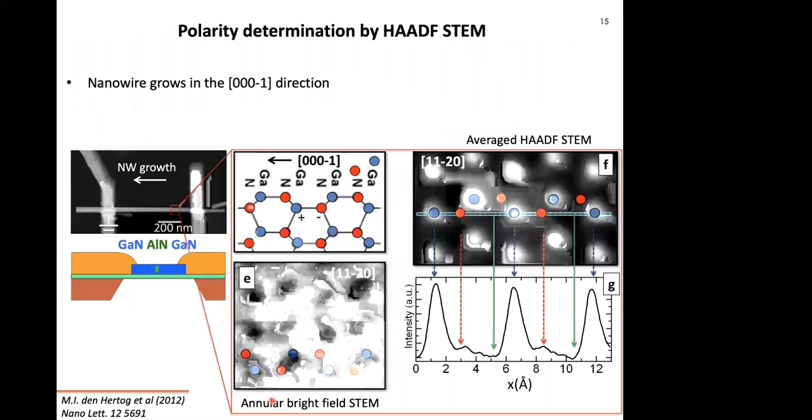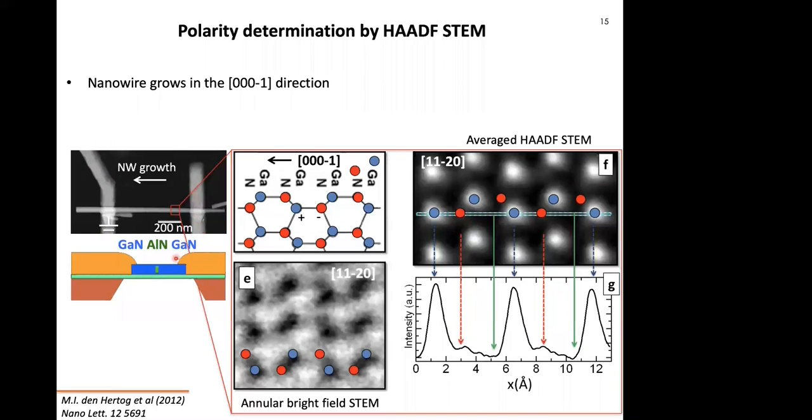So here is the experiment we did. Here we have the nanowire. It's gallium nitride with a single aluminum nitride barrier. Here you see the metal electric contact, so it's on this membrane. This is the structure of the gallium nitride crystal that you can then compare with this average high angle annular dark field image here. These bright dots are the gallium columns.